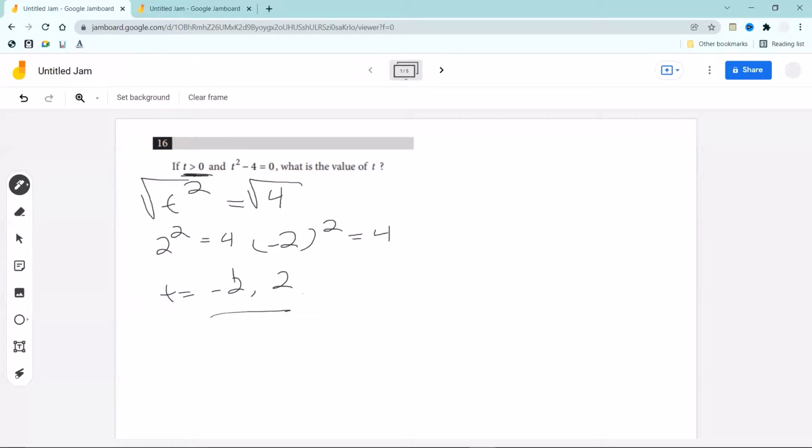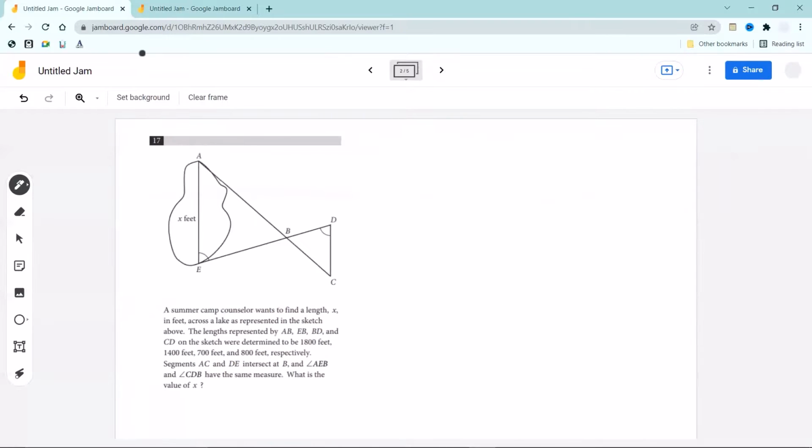And so immediately we can say, okay, we can exclude this solution because -2 is less than 0, and so it's not part of the solution set. So therefore, the value of t that they're looking for in this problem would be 2, right? So you'd write 2 on the answer sheet. That is correct. All right, number 17.